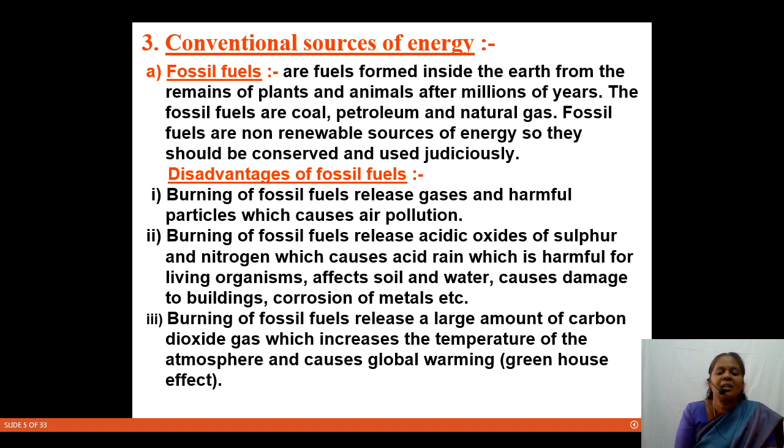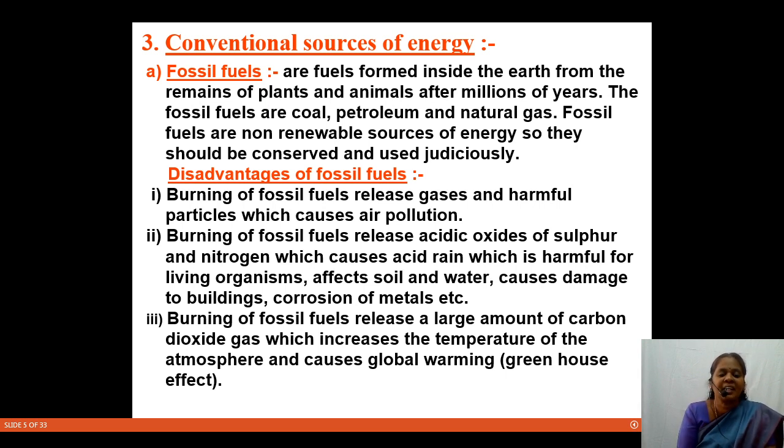Burning of fossil fuels releases gases and harmful particles, which causes air pollution. Burning of fossil fuels releases acidic oxides of sulfur and nitrogen, which causes acid rain, which is harmful for living organisms, affects soil and water, causes damage of buildings, corrosion of metals, etc. Third disadvantage is burning of fossil fuels releases a large amount of carbon dioxide, which increases the temperature of the atmosphere and causes global warming, which is the greenhouse effect.